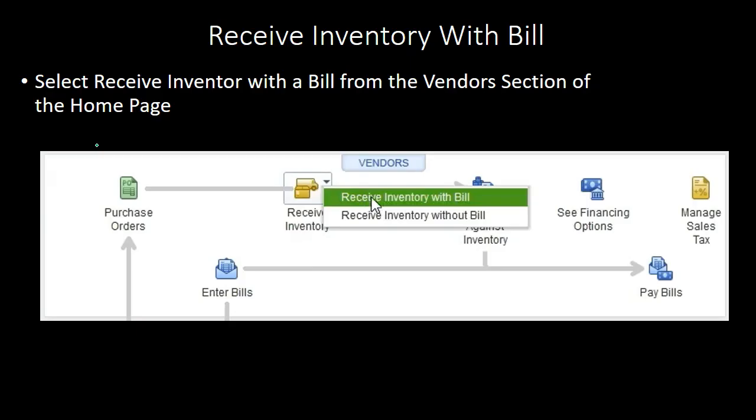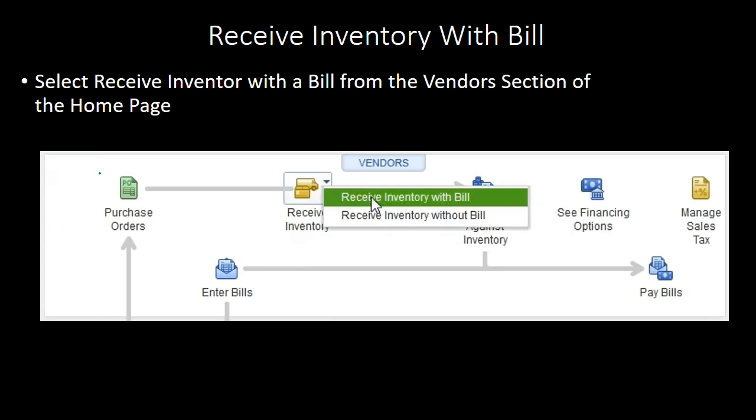First, taking a look at the QuickBooks vendor section, we see that what we're doing is clicking the second item in the flow chart, which is the receive inventory with a bill. That is indicating that we have already entered the purchase order. Remember that the purchase order means that we're requesting inventory from the vendor, and we have not yet paid for the inventory and we haven't received it.